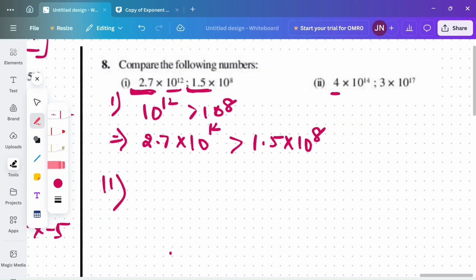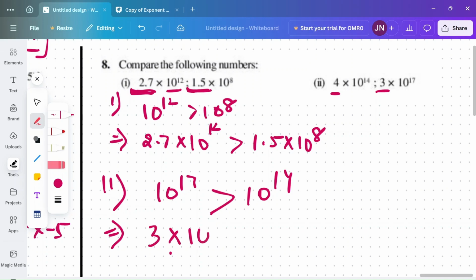Now let's have a look at the second. The 4 and 3 again, you don't have to compare them because there's hardly any difference between them. So you will directly go to your exponent part. Here 10 raised to the power 14 and 10 raised to the power 17. Which one do you think is greater? It is 10 raised to the power 17, which is greater than 10 raised to the power 14. So now you just write the full thing: 3 times 10 raised to the power 17 will be greater than 4 times 10 raised to the power 14.